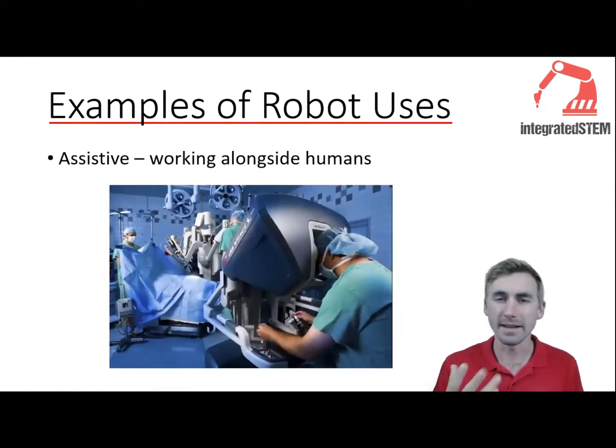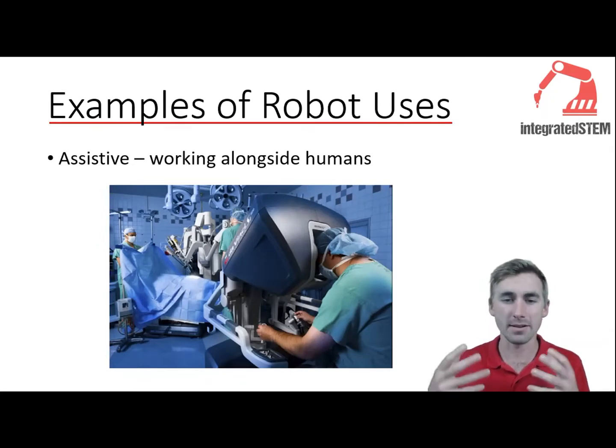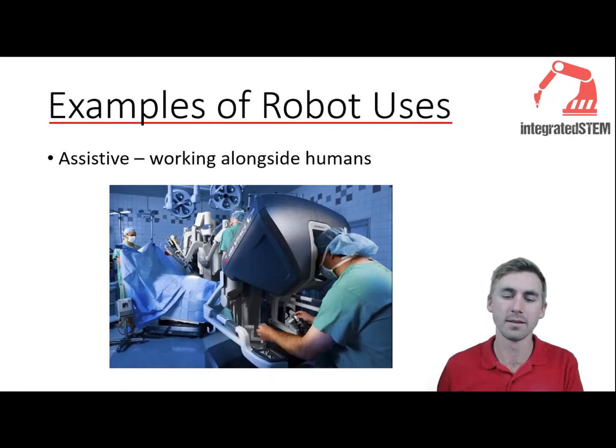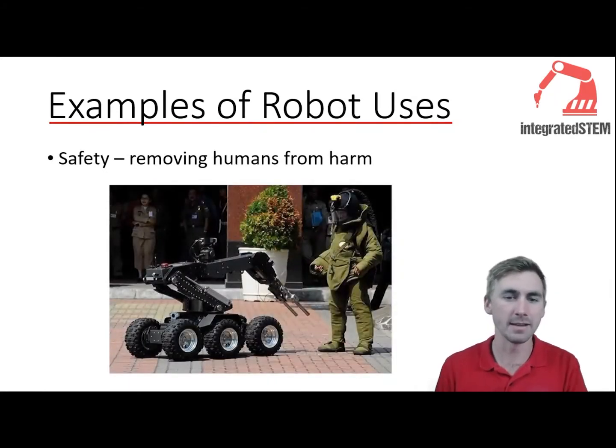Another type of robot that we can use is assistive robots, which allow us as humans to extend our capabilities. For example, this is a Da Vinci surgical robot, and it allows our surgeons to do more fine motor control without the shakiness of hands. Another example could be safety.